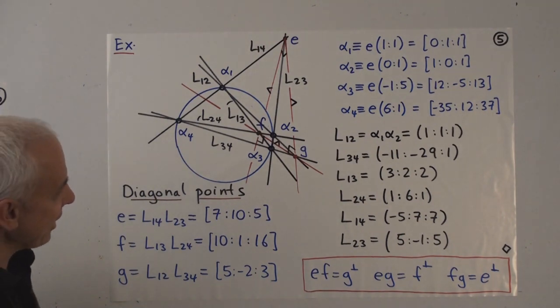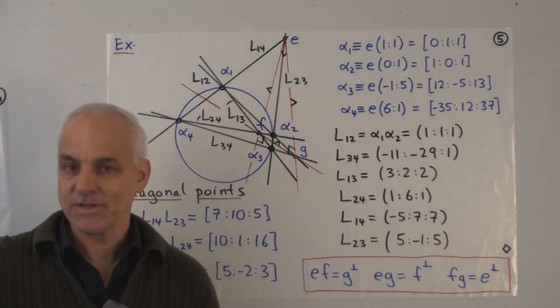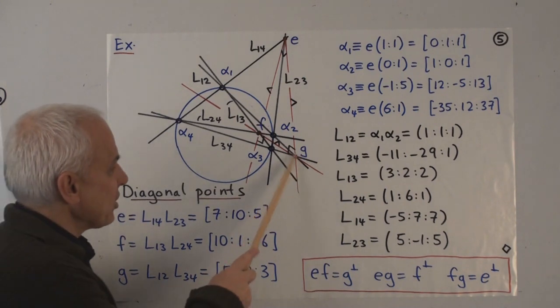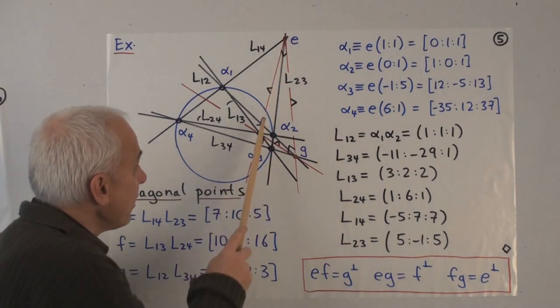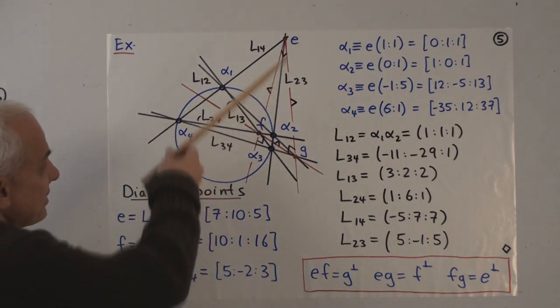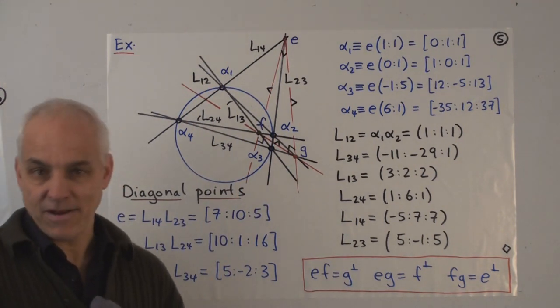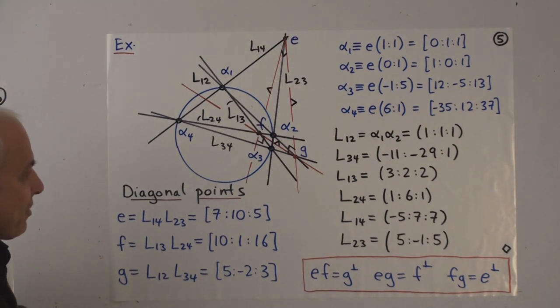Now the 6 lines determine 3 additional points. This happens in any quadrangle. Those 3 additional points are called the diagonal points of the quadrangle. Here they are, E, F, and G. And they're just the places where these 6 lines meet, aside from the 4 points that we already know they meet, namely on alpha 1, alpha 2, alpha 3, and alpha 4. So there are 3 other intersections or meets of those 6 lines.